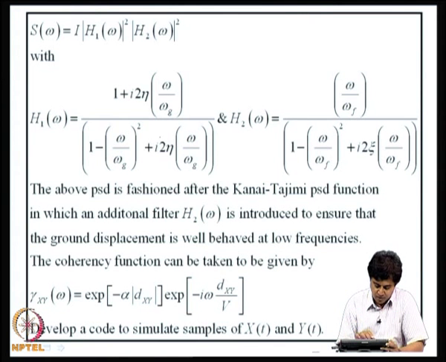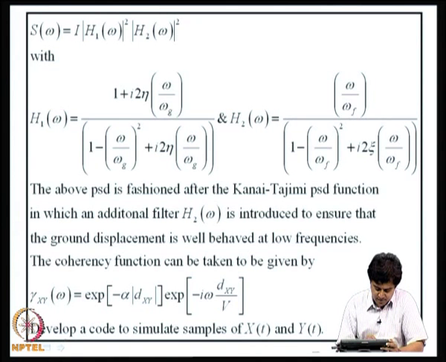This is a well known Kanai-Tajimi power spectral density function model, and we introduce a coherency function, that is Sxy by square root of Sxx Syy, to be given by this. This is a complex valued coherency function which depends on the distance between the two stations, the wave velocity and the frequency. So, from this you can multiply by the two power spectral density functions, you get the cross PSD function, and you can separate them into real and imaginary parts, you will get your gamma and delta. So, you are ready to launch your simulation.